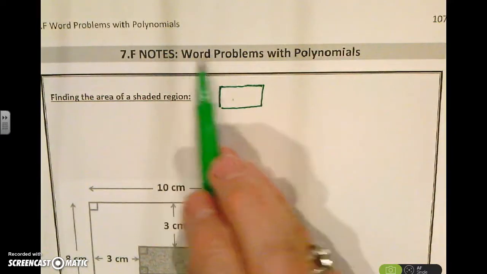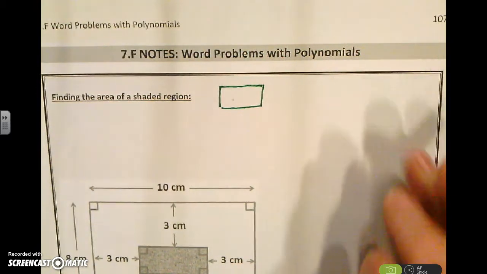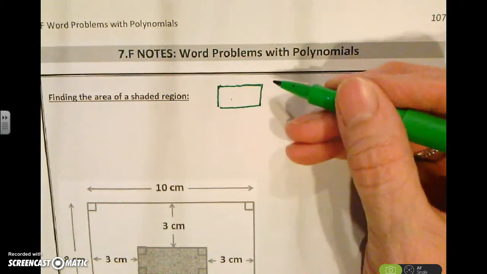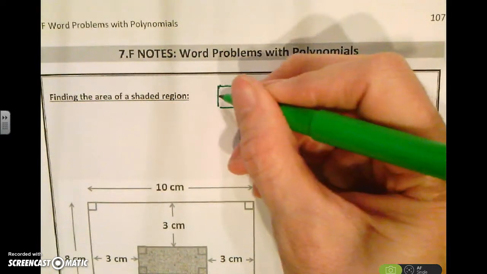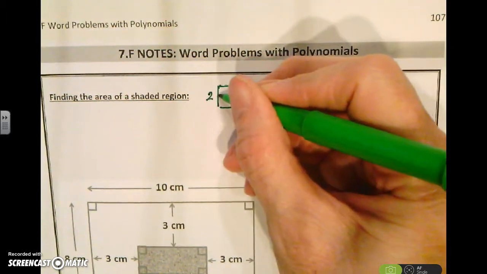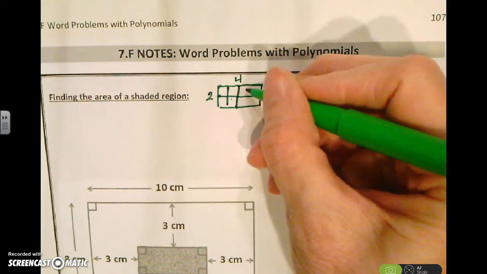In the 7F notes, we're going to do some word problems that are going to involve polynomials. This is on page 107. We'll be focusing mostly on rectangles, in fact, almost entirely. So let's just say we have a rectangle and it is 2 by 4, and I'm just kind of tossing this out here. And so I'm going to kind of show it.